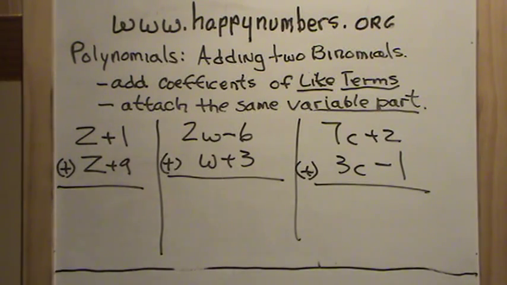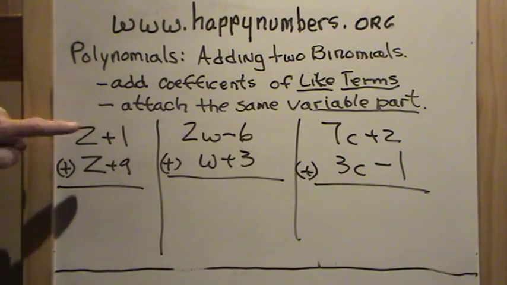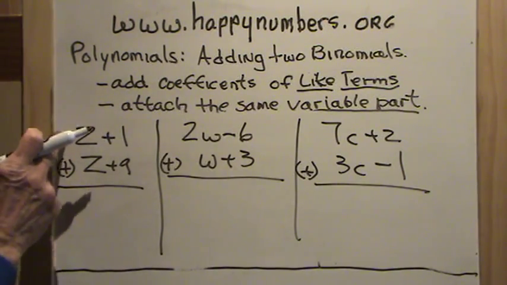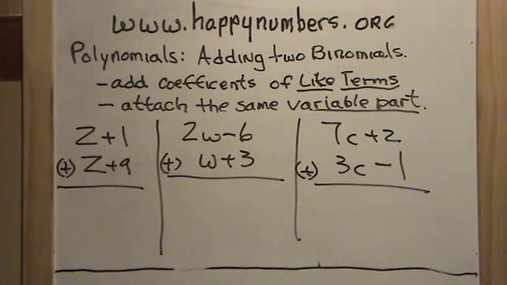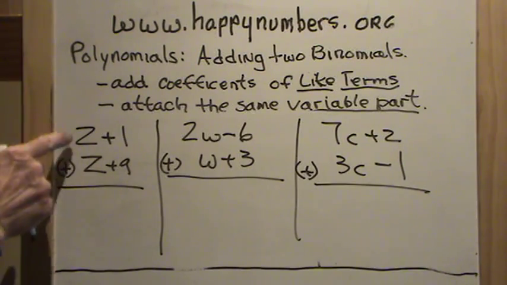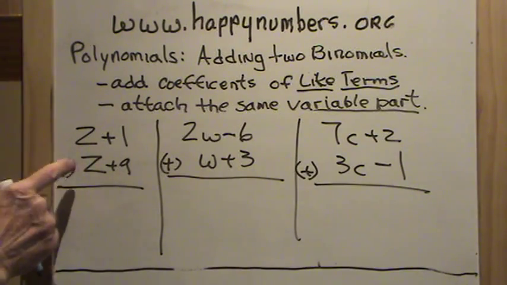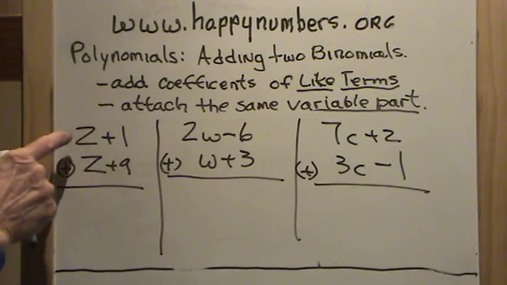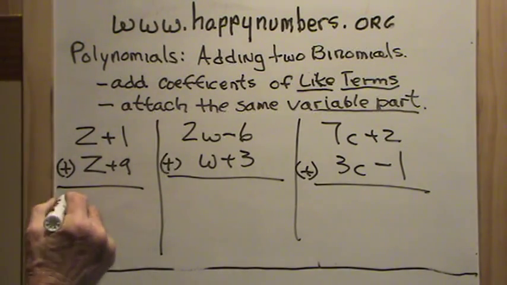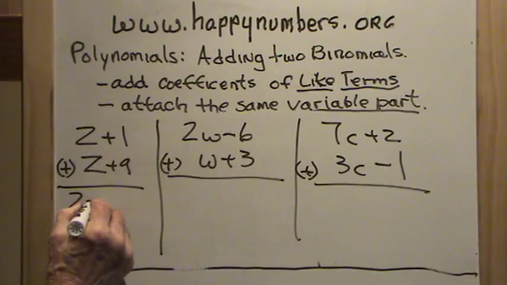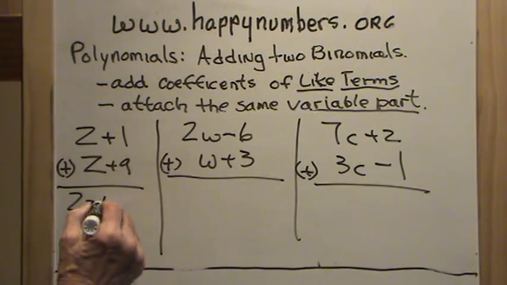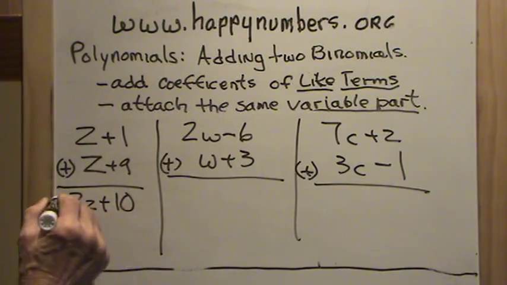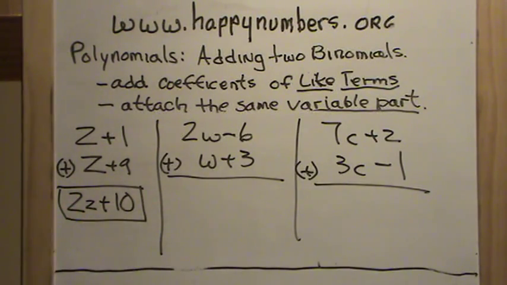All right, here. Have a binomial. 1z plus 1, but keep in mind this is 1z and this is 1z. 1z plus 1 and 1z plus 9. Well, these are like terms because their variable parts are the same, and so are these. So 1z and 1z is 2z, and I use the same variable part z, and 1 and 9 is 10. So 2z plus 10 would be my solution.